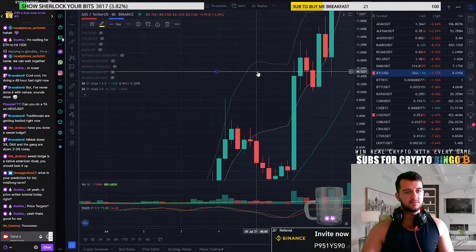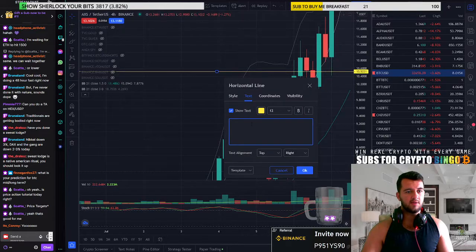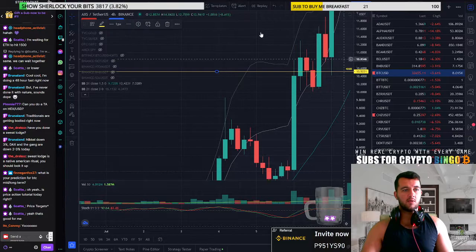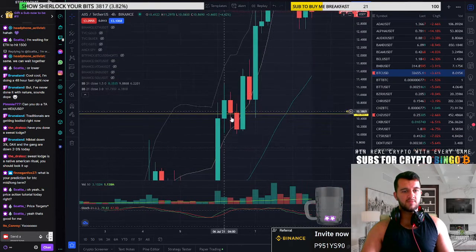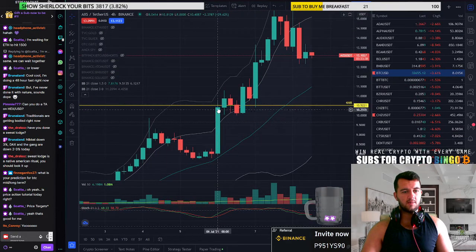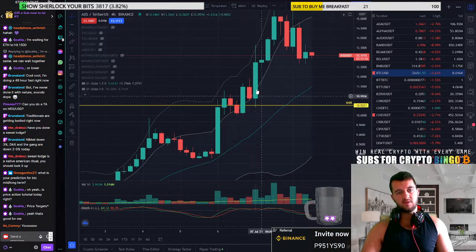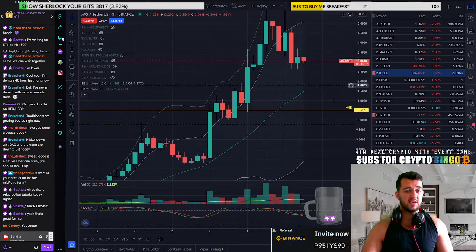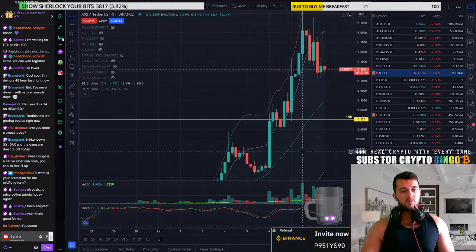And you just draw a line. Double click, bring it up, 4 hour. Just type in 4 hour because then we know it's on the 4 hour time frame. And then we can see that we kind of had a top out on this candle, didn't we? And we went sideways around this accumulation zone. So that's all right. That volume price target worked. It works, it's perfect.